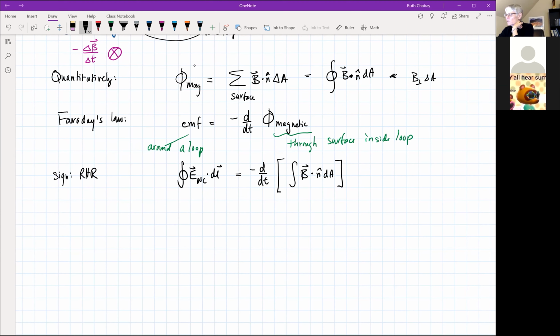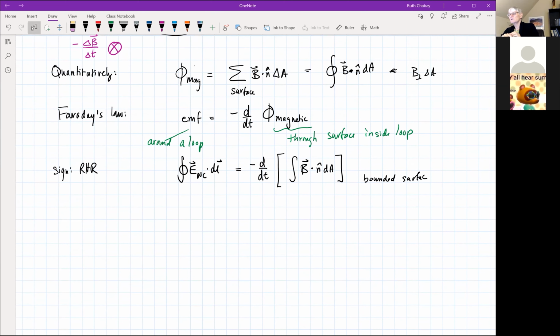Now notice this is not a closed surface, it's a bounded surface. Now, what we saw in the video was not just one loop, but many, many loops. And so if you have many loops in a coil, say n loops in a coil, the EMF would really be n times minus the rate of change of magnetic flux through one loop.